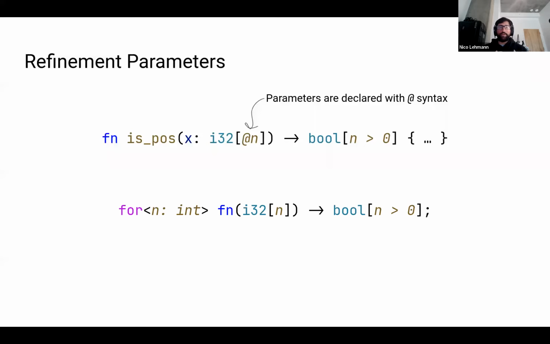So that was the surface syntax. Internally, you can think of them as function types being parametric, or generic, on these parameters. What I'm showing here at the bottom is not real syntax, but you can think of function types as having this extra generic n, which is of sort int.